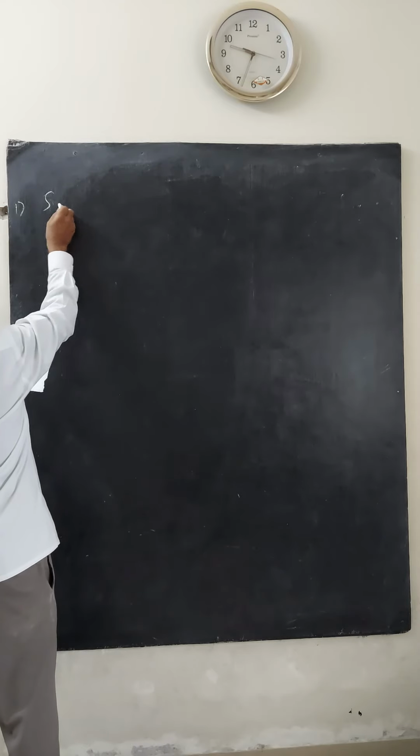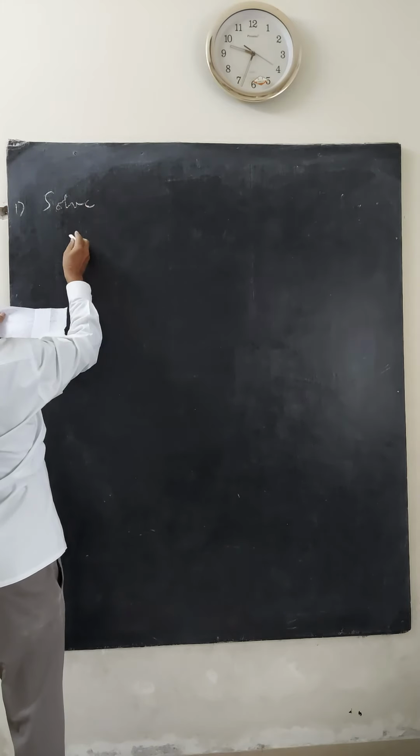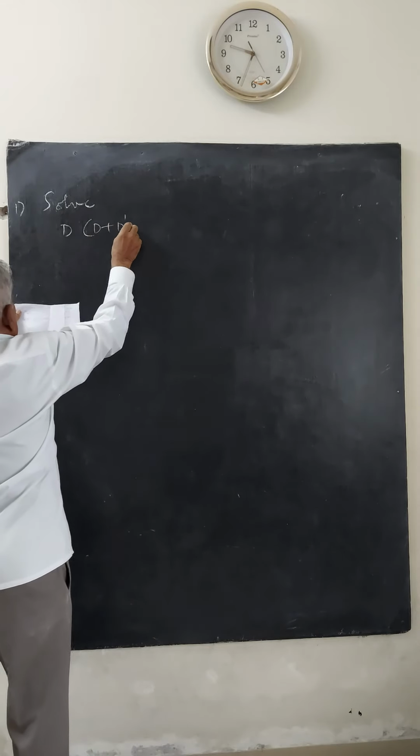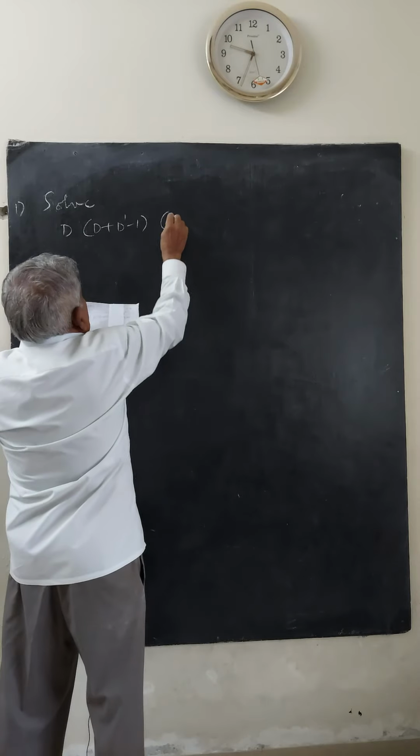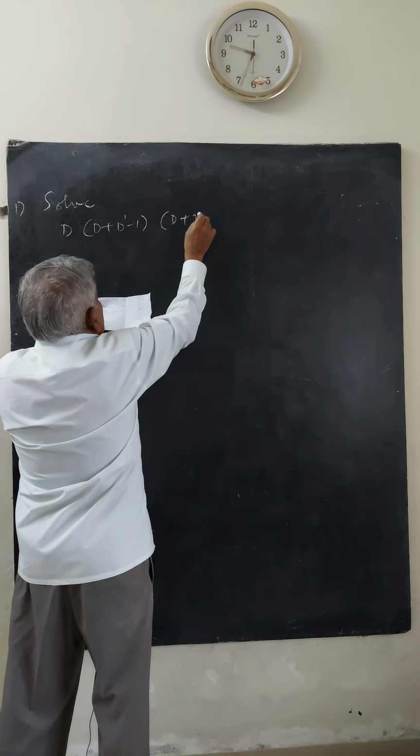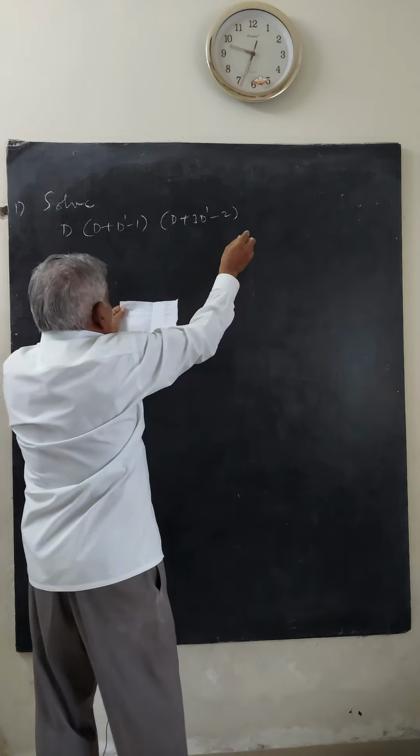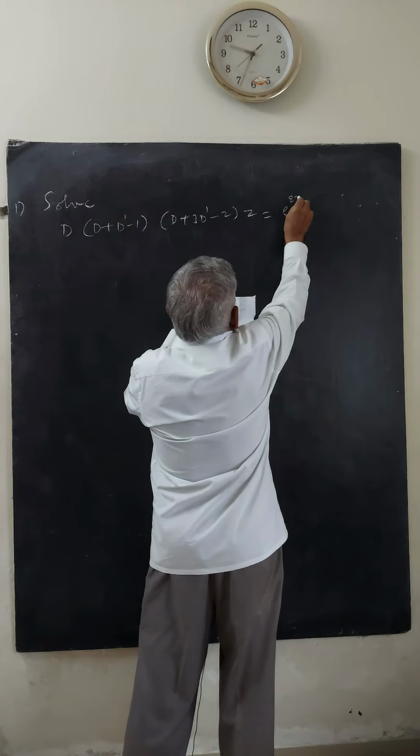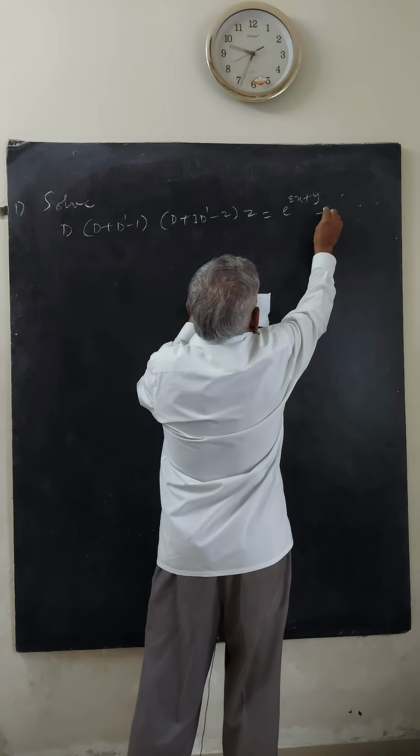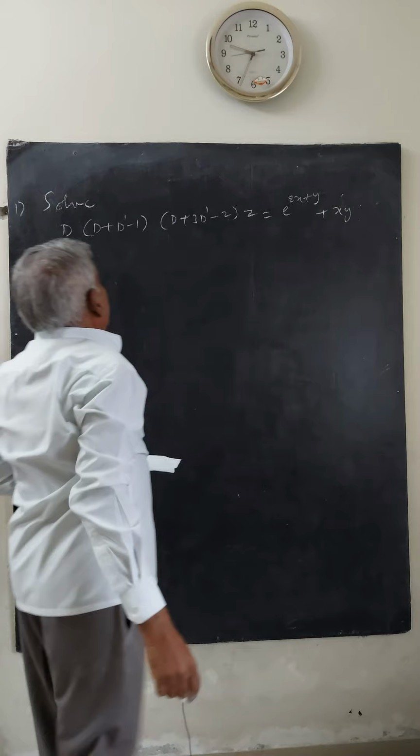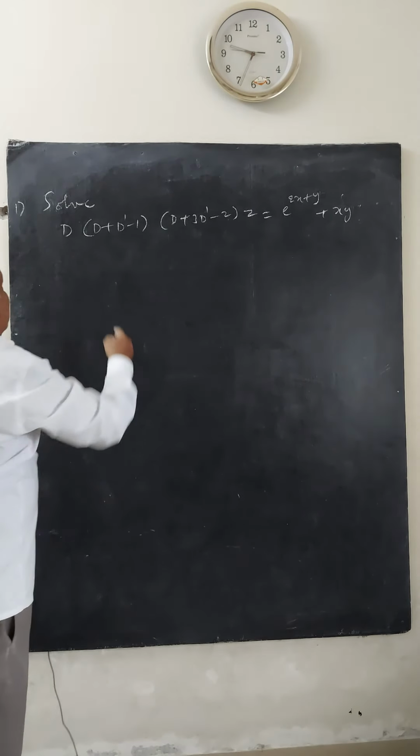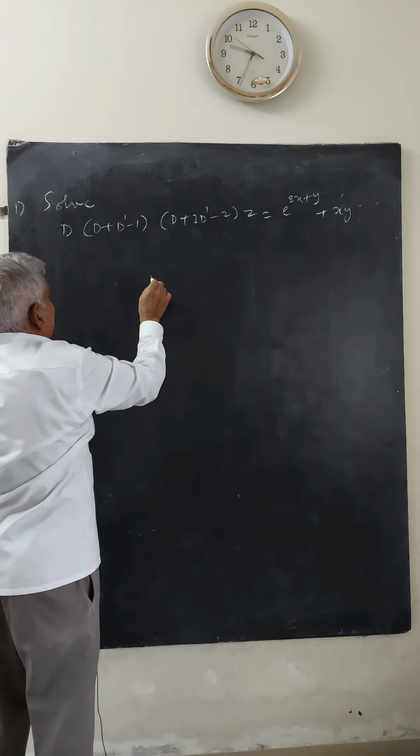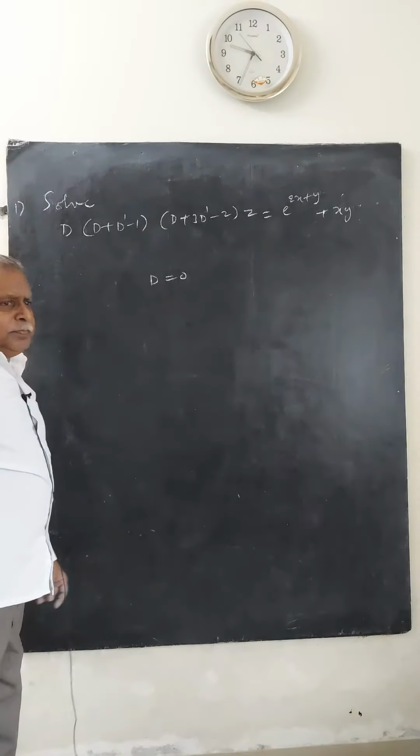Solve (D + D' - 1)(D + 3D' - 2) z = e^(2x+y) + xy. There are three factors: 1, 2, 3. Let us take the first factor, D = 0.